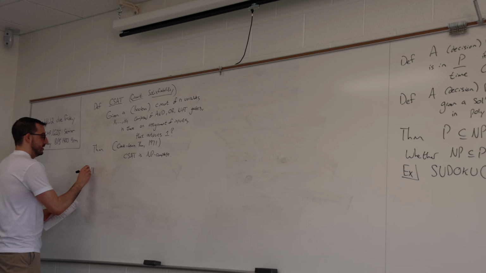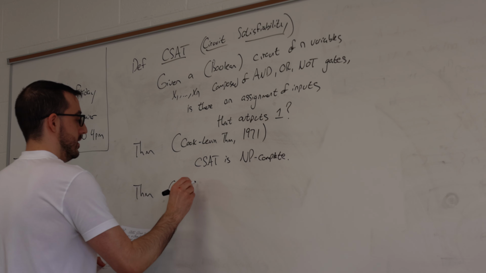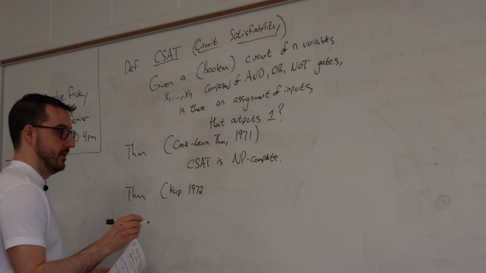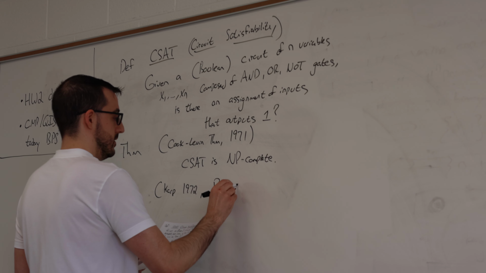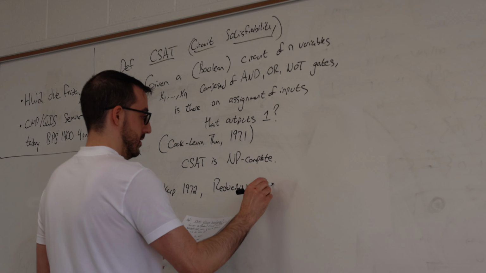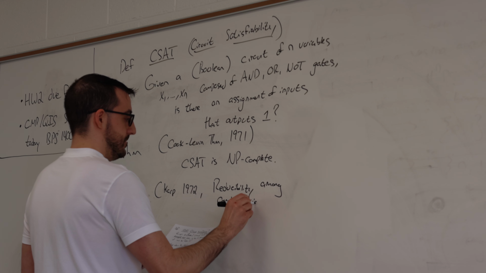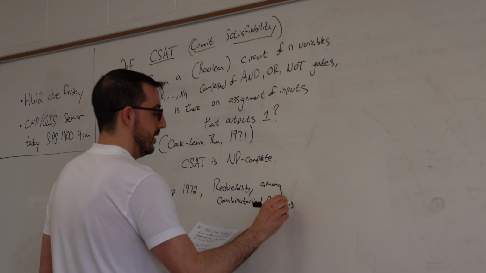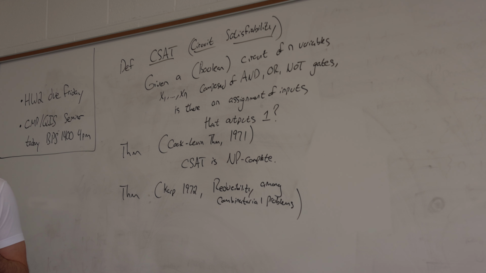In the following year, there's another theorem. This was due to Richard Karp in 1972. And the title of his paper was Reducibility Among Combinatorial Problems. And we know what a reduction is now, reducibility. You can imagine what he's going to do. He's going to prove that a bunch of other problems can be reduced to this circuit satisfiability problem. In other words, they are also NP complete.